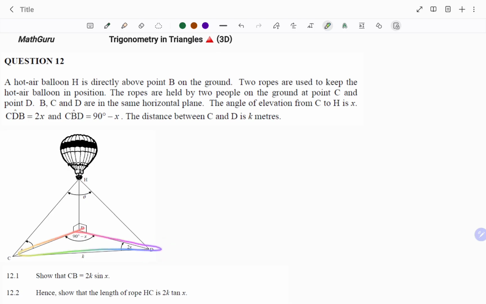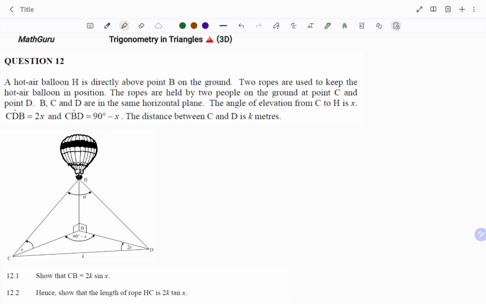B, C, D are in the same horizontal plane and the angle of elevation from C to H is x as shown, and angle CDB equals 2x. CBD is equal to 90 degrees minus x, and the distance between C and D is k meters. The first part of the question says, show that CB equals 2k sine x.